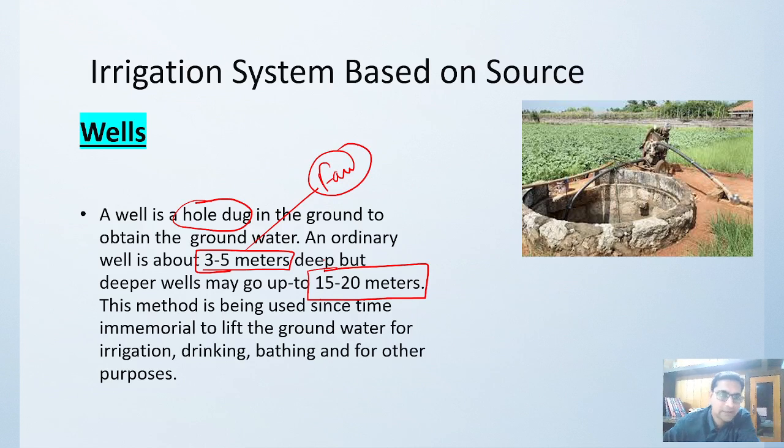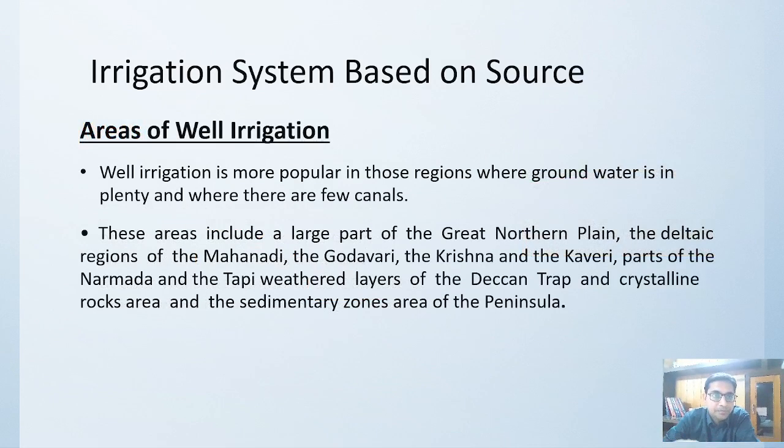It is a hole that is dug, and for thousands of years this concept of well digging has been going on for taking out the water, lifting the water for drinking and bathing purposes, and also for irrigation. Normally, where exactly do we find well irrigation? It is in places where a lot of groundwater is there. That means the groundwater is at a very upper level.